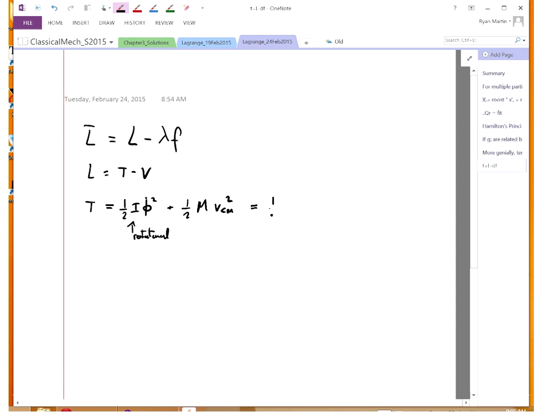So if I plug in the moment of inertia for a hoop, a hoop has moment of inertia capital M capital R squared. And then the speed of the center of mass of the hoop, well, that's just what we called r dot, right? Lowercase r is the position of the hoop from the origin, and so the time derivative of that is the speed of the center of mass of the hoop.